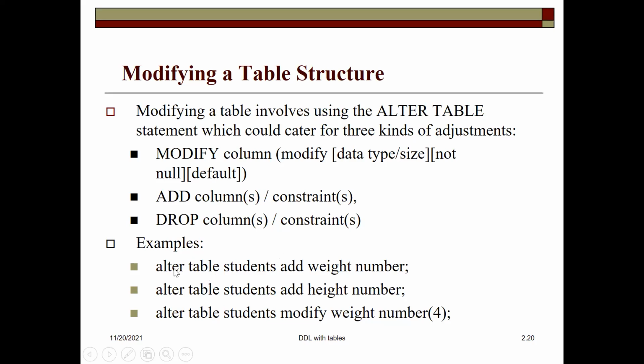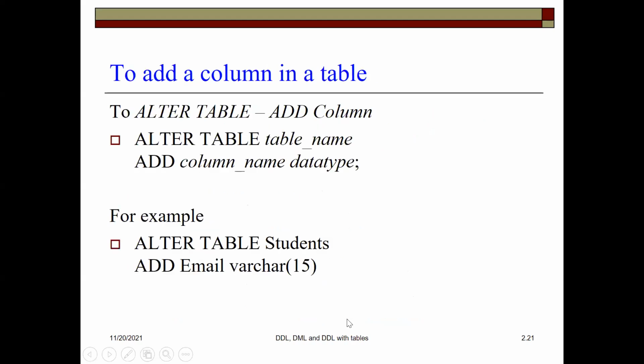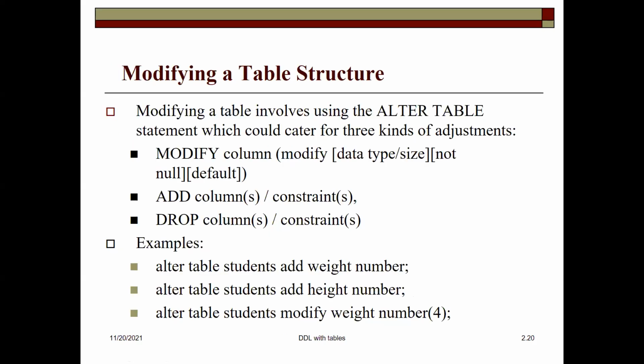So these are examples of alter table students, add weight number, alter table students, add height number, then alter table students, and then you modify the weight number. These things you can just try out. So in essence, you go and create a table called student, give it any sorts of attributes that you want, and then you can start to add, see if you can modify those tables, and also modify the constraints.